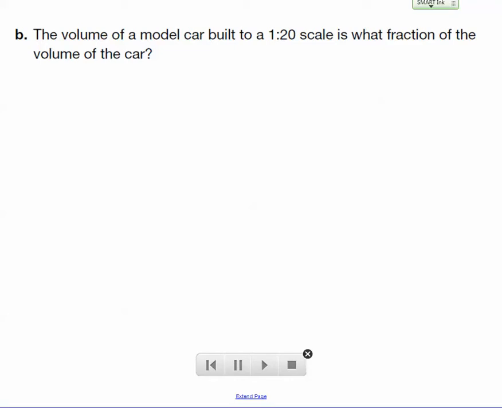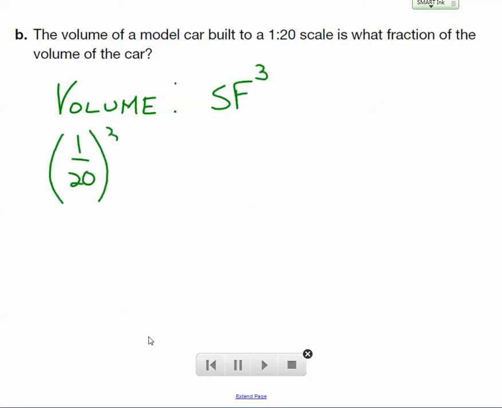Now, what about volume here? The volume of a model car built to a 1 to 20 scale is what fraction of the volume of the car? So every 1 unit of length on the model is equal to 20 units of length on the car. So 1 inch on the model is 20 inches on the actual car. But they're talking about volume. So when we're talking about volume, we want to take the scale factor and we want to cube it. So we'll do 1/20th cubed, which is 1/8000th, and that's our answer.